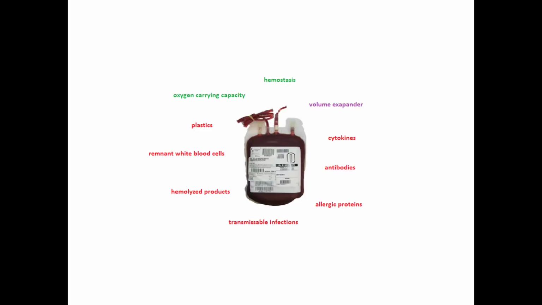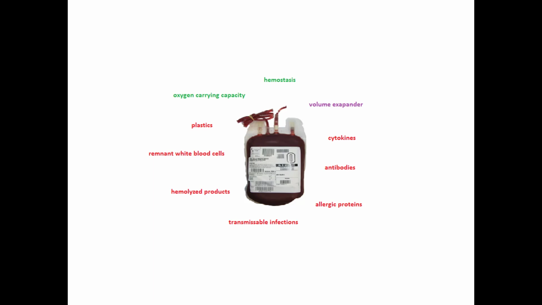Now, typically, when red blood cells are transfused for patients, the primary objective is to improve the oxygen carrying capacity in patients who are anemic. Sometimes red cells are also transfused to improve hemostasis, particularly in patients with low platelet counts. And in patients presenting with massive hemorrhage and shock, it's used as a resuscitative volume expander, particularly in hemorrhagic shock.